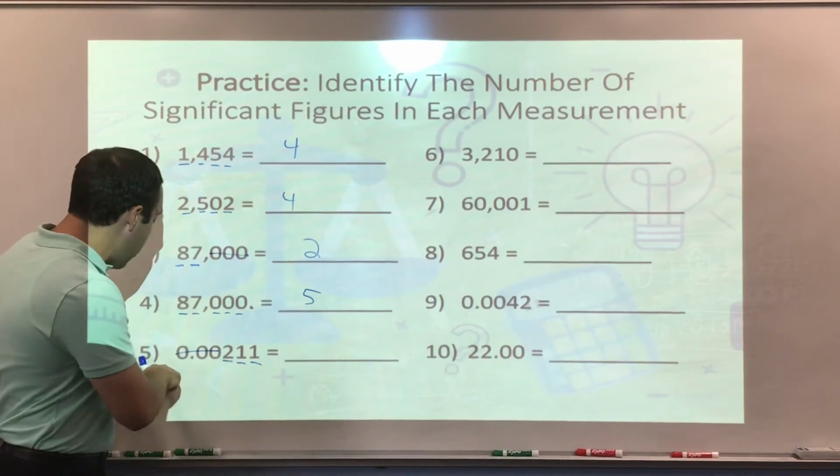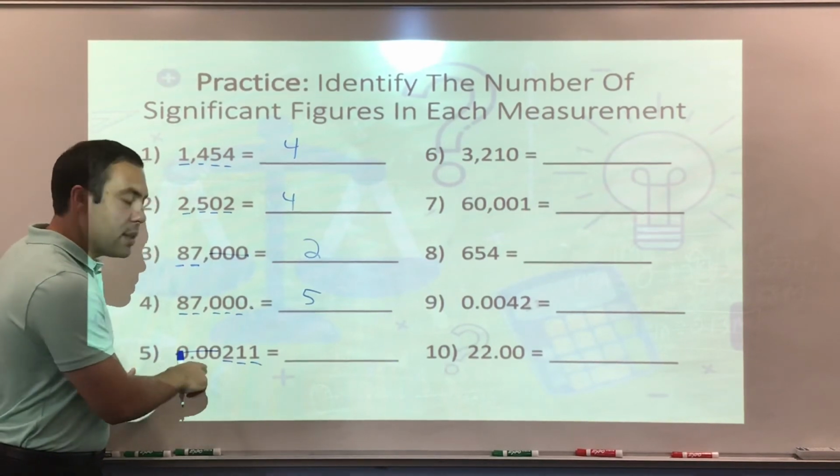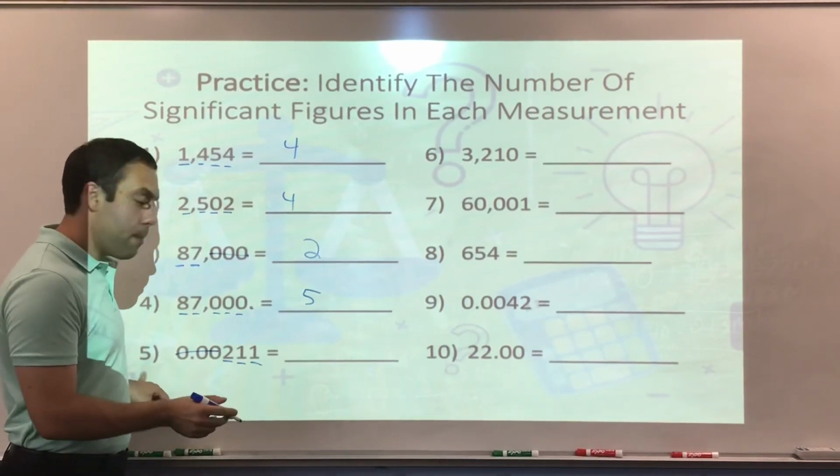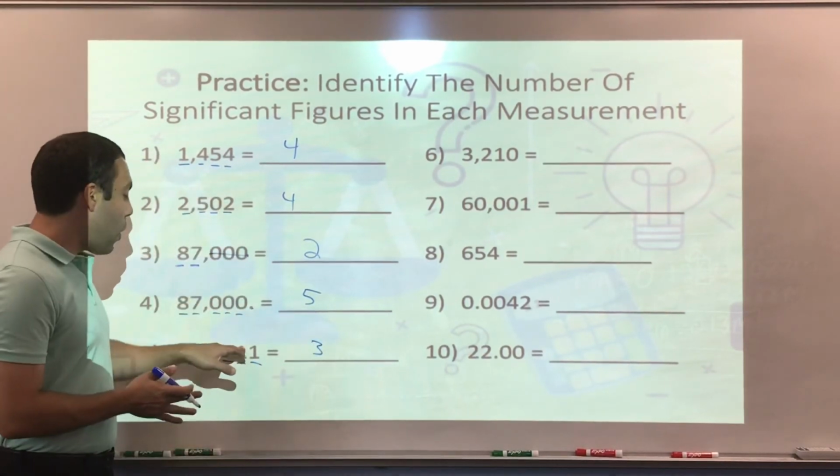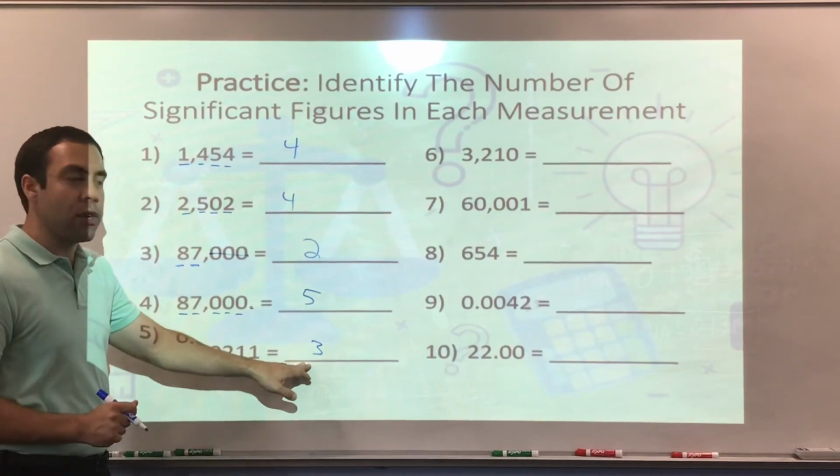They're not significant. They do not tell me anything about a measurement. So for this question, question number 5, 0.00211, only the 2, the 1, and the 1 are significant. So this question has 3 significant figures.